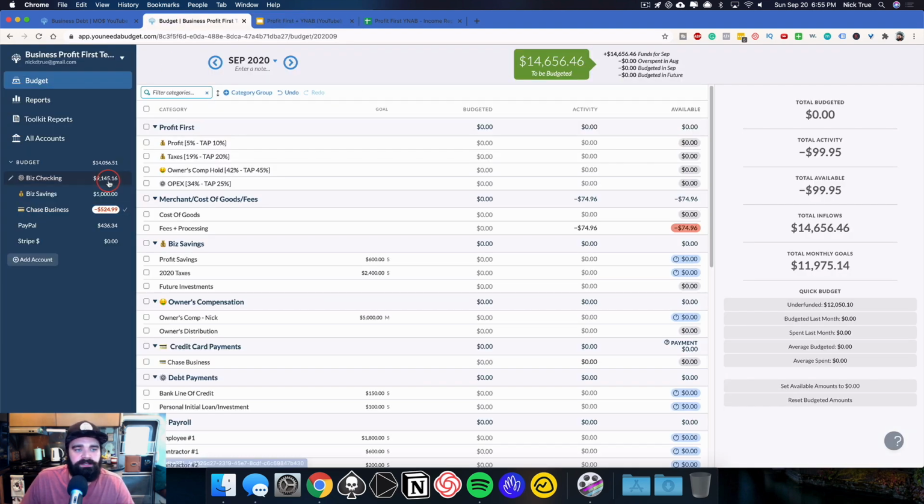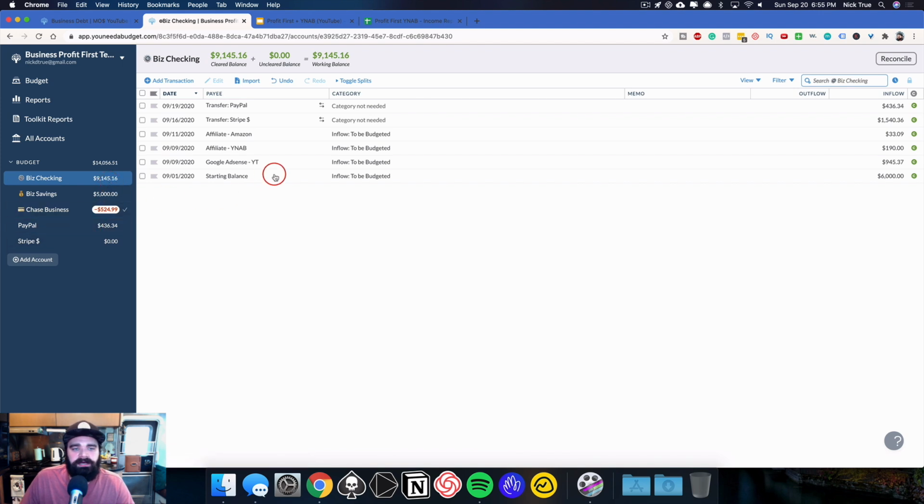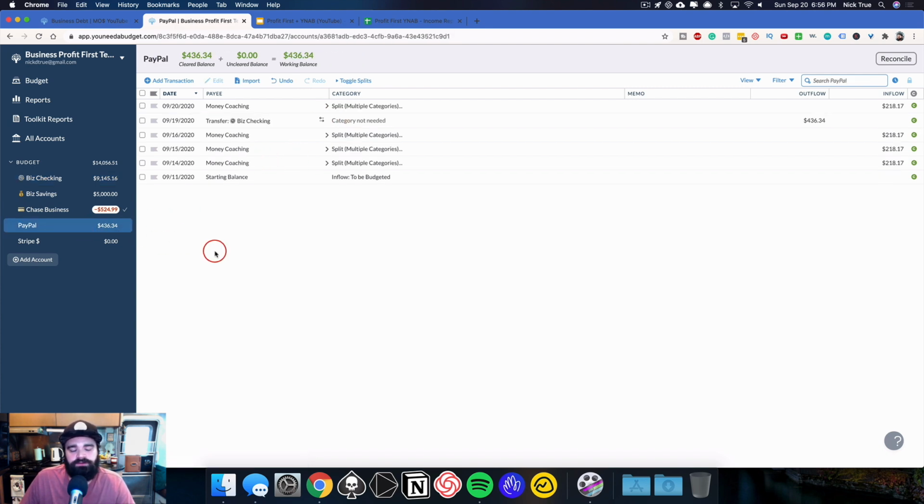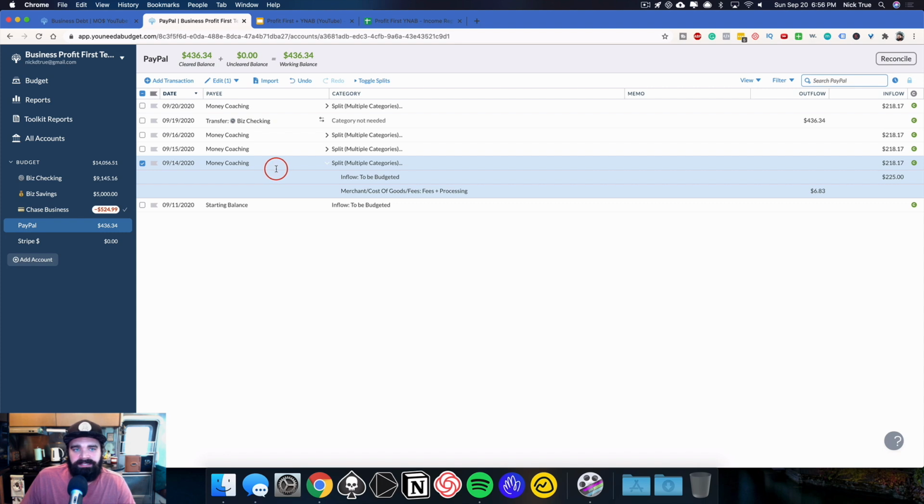If we come over to this checking account, we can see that I've got a couple of different transfers from PayPal and Stripe. So the money came from PayPal and Stripe, and then it came into the business checking. So where did the money come from on those accounts, though? If I click over here into PayPal, for example, you can see that I have a payee set up as money coaching. If you hire me to do one-on-one coaching with you, I don't put your name right here in the payee section. Instead, I put money coaching in the payee section. I'll show you why here in a second.